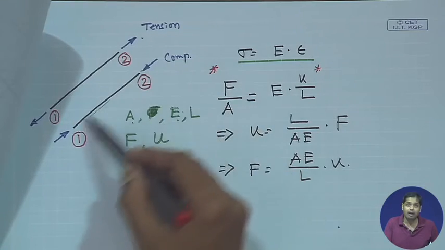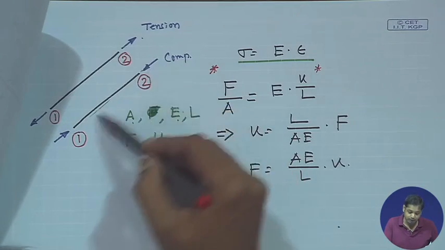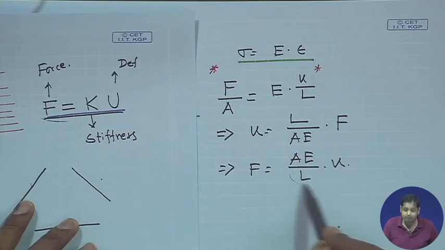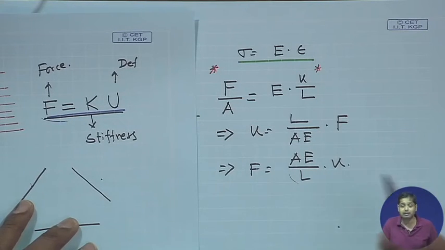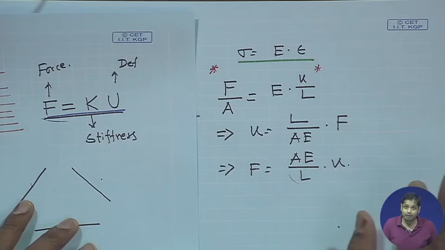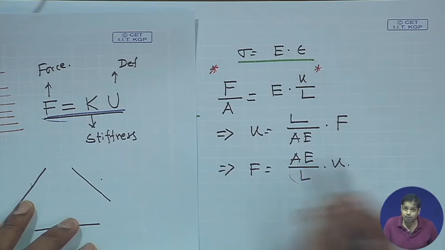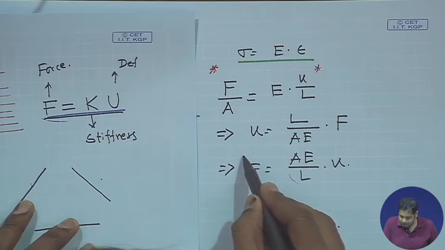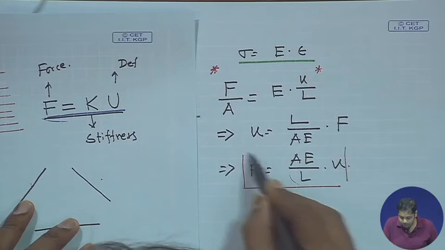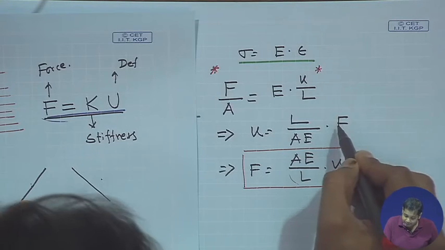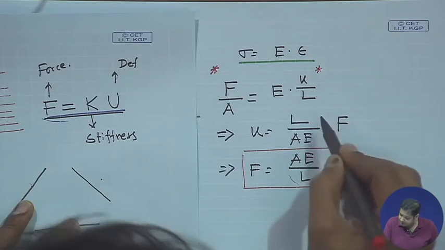But this stiffness is associated only with the truss member, where the member forces are only axial and the member is subjected to only axial deformation. The expression for stiffness for different forces and different kinds of degrees of freedom is different, which we will see subsequently. But for axial force causing axial deformation, the stiffness is this. So this relation is essentially force is equal to stiffness into displacement.